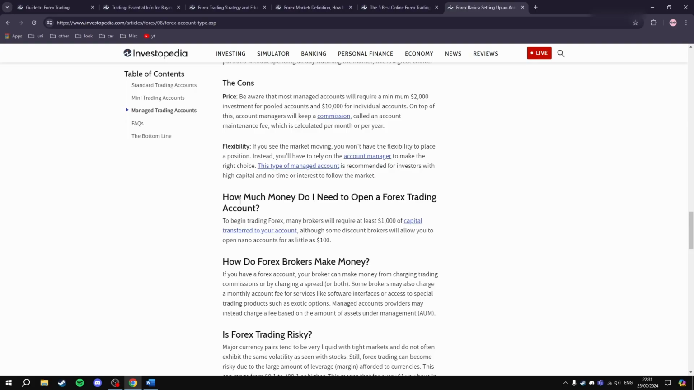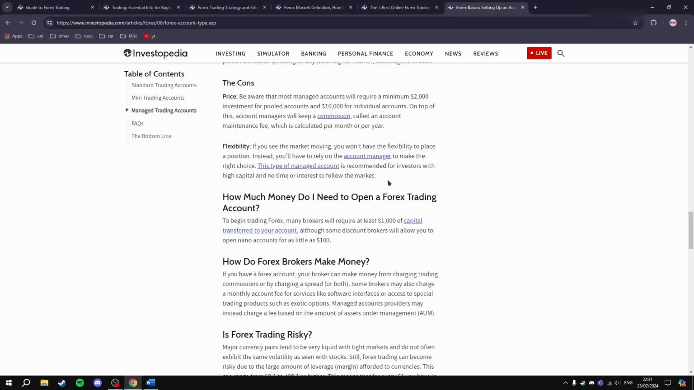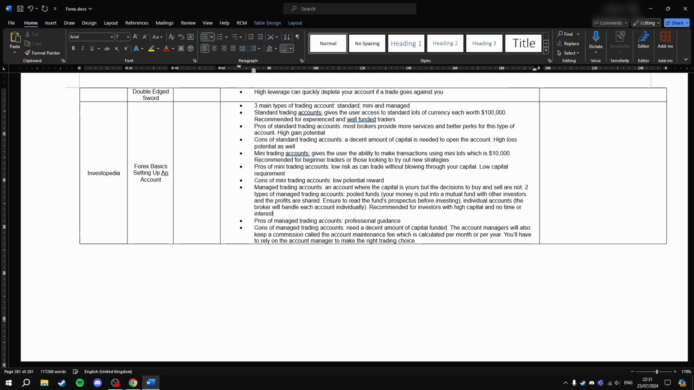This type of managed account is recommended for investors with high capital and no time or interest to follow the market.